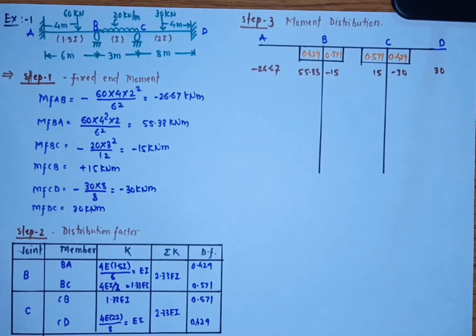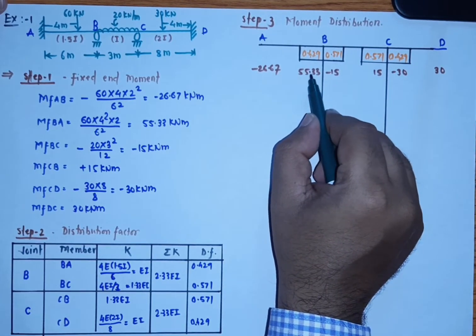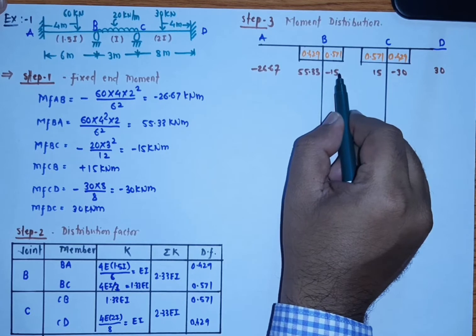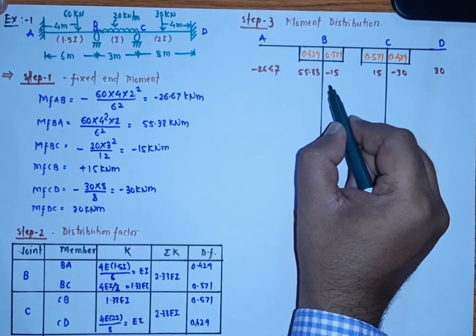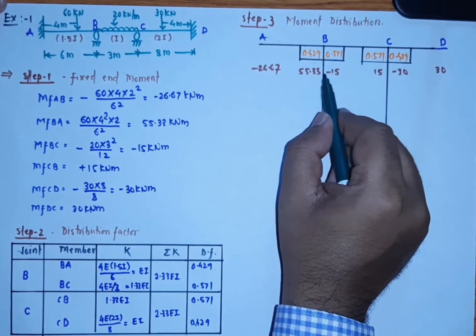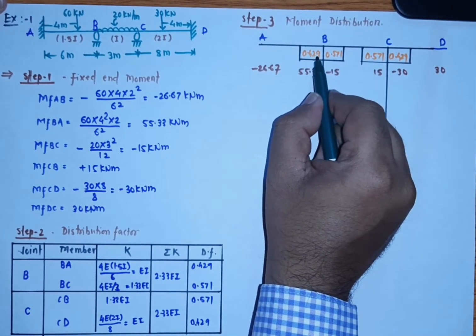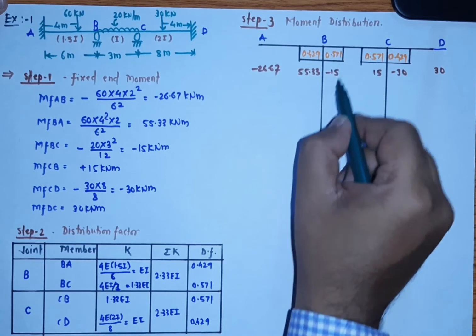Now, we want to distribute the moments. We can say it is a balancing of moment. How to balance that moment? Whenever we want to balance the moment, we have to add the moments at a joint. That means addition of 55.33 plus minus 15. If the addition is positive, then the next number we write will have the reverse sign. And the addition, whatever the sum of 55.33 minus 15, should be multiplied by 0.429 and written here. Again, the addition of this we have to multiply with 0.571, and write down here.